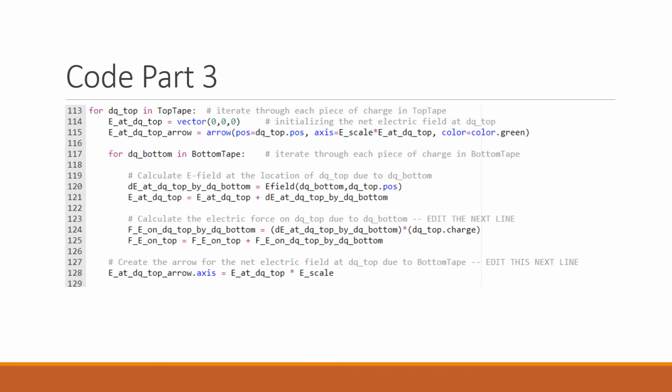This part of my code calculates the net electric field on the top tape due to the bottom tape. It iterates through each charge on the bottom tape and calculates the electric field on each charge on the top tape.